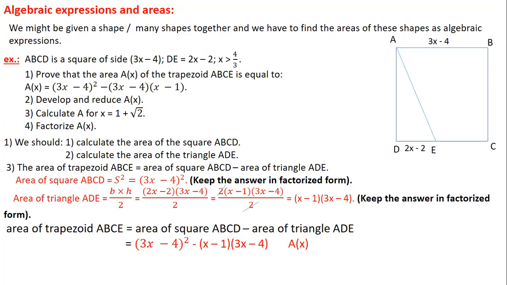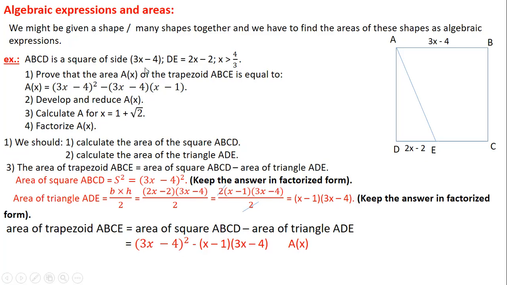Now there is a relation between algebraic expressions and areas. We might be given a shape or many shapes together, and we have to find the areas of these shapes as algebraic expressions. For example, we are given this figure here. It is telling me that ABCD is a square of side 3x minus 4. As you can see, the side of the square is given as a binomial 3x minus 4. We are given DE equal to 2x minus 2, where x is greater than 4 over 3.